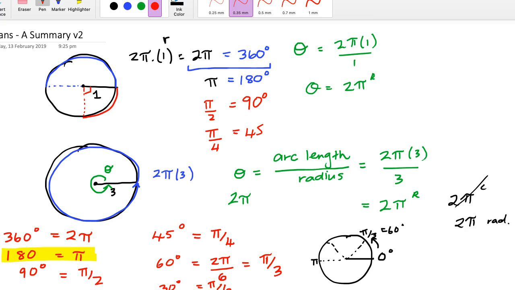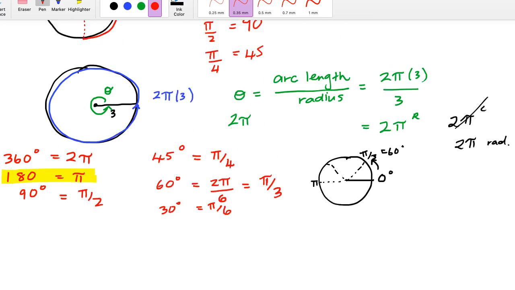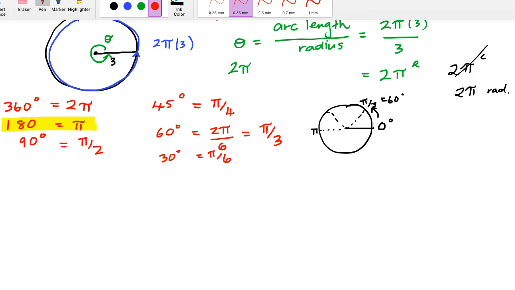Okay. So now that we've established that, we really want to talk about how we actually get this conversion nicely. Hopefully we've got a bit of a feel for it. So let's take a closer look at some examples. Let's say we've got 135 degrees.